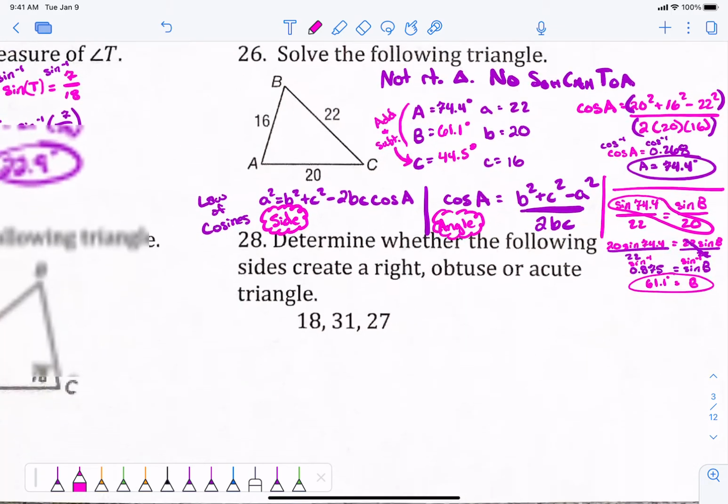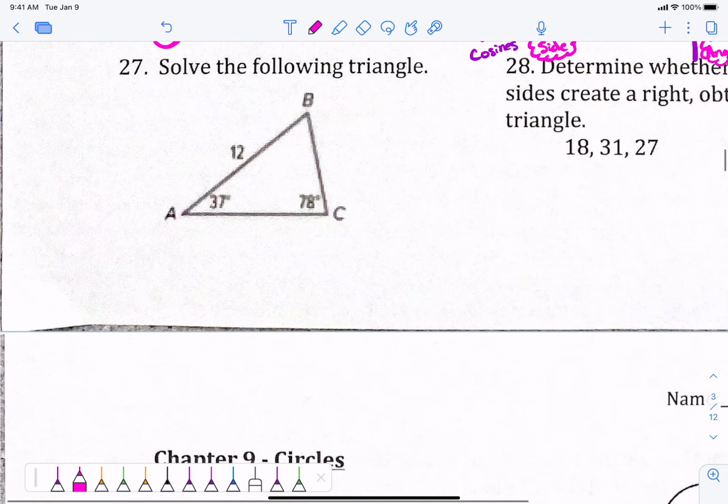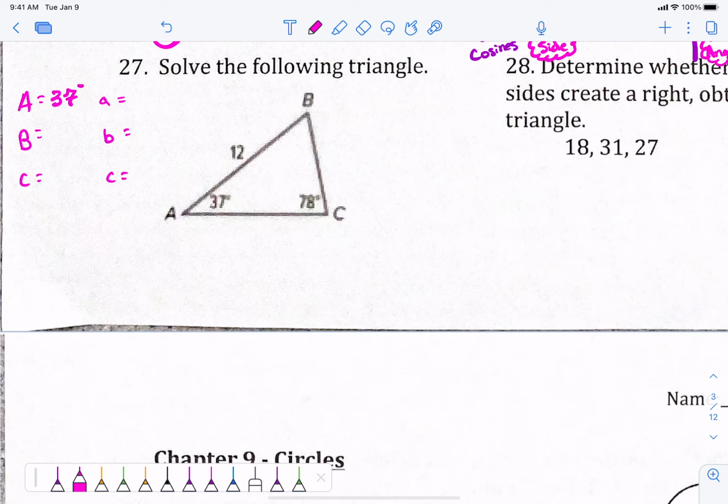Okay, solve another triangle down over here. This one's a little easier, I think. Capital A, capital B, capital C. I always write these out every single time. Lowercase a, lowercase b, lowercase c. It helps me to see what I have and what I need. Capital A is 37 degrees.